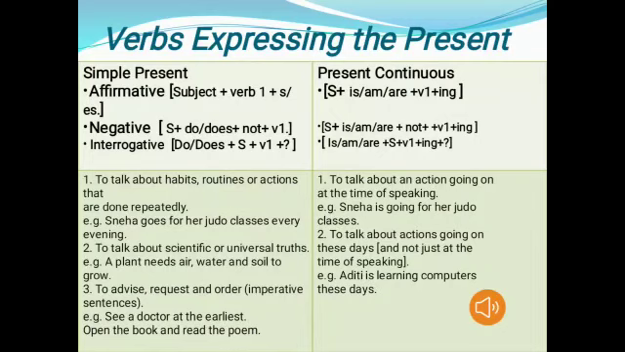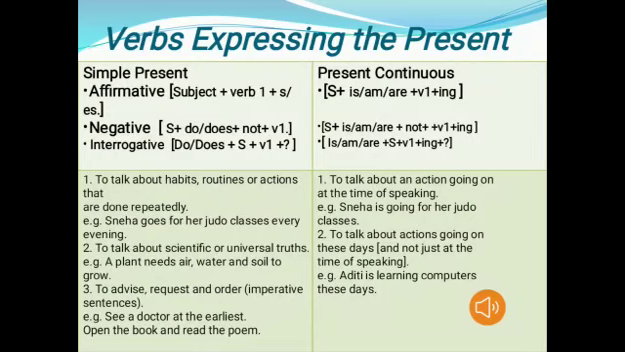And when we are writing negative sentences, we write subject plus is, am or are plus not plus first form of the verb plus ing. And an interrogative sentence starts with is, am or are plus subject plus first form of the verb plus ing, then the remaining part, and at the end a question mark. Interrogative sentences always end with the question mark.